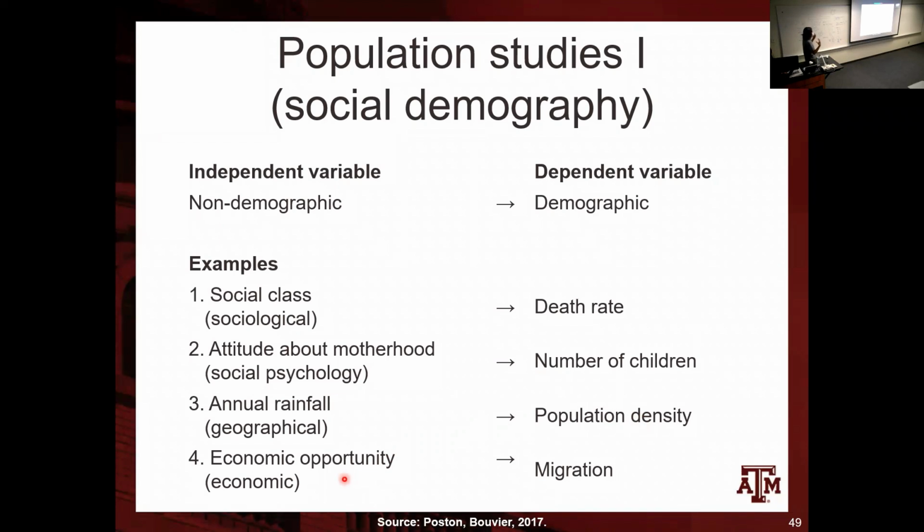Economic opportunity, in whatever way that you think about what is economic opportunity, how do you estimate that indicator? Could be employment rate. It could be some other kind of economic variable that gives me an idea of how are opportunities for people to get jobs in a specific area. Economic opportunity will attract more migrants to a specific area. So an economic variable influencing a demographic variable.